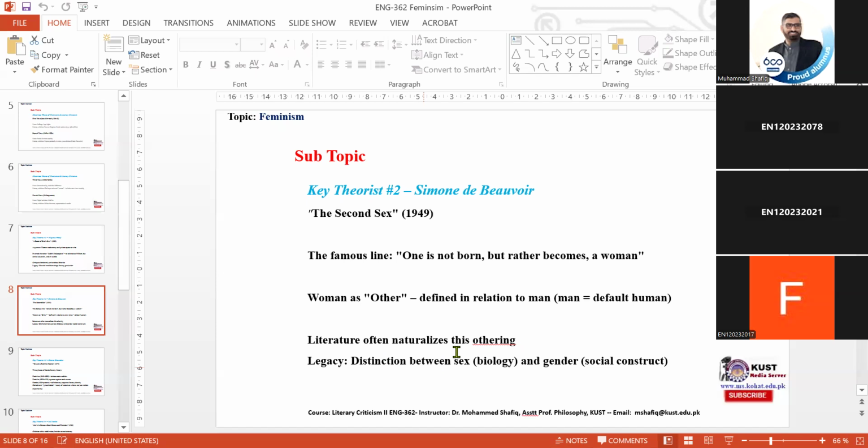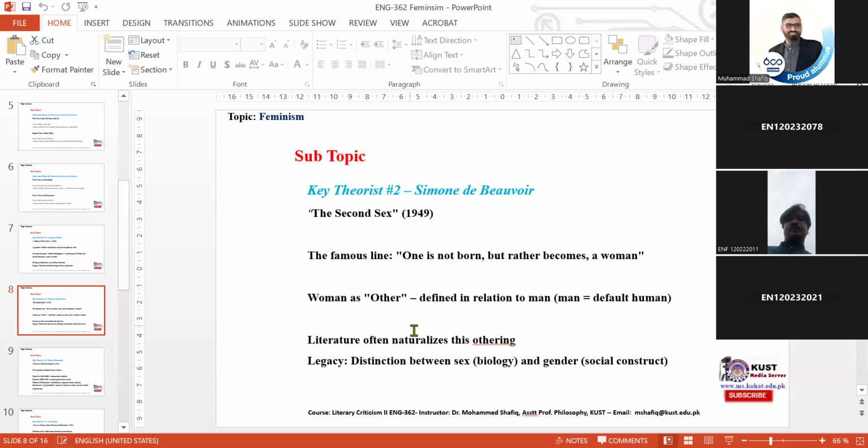Literature often naturalizes this othering. So generally in ordinary life, we normally consider women as other, and that is naturalized through literature. In literature, this is taken normally, and nobody objects to it. Why is woman considered other? This is how literature basically conspires, helps this general cultural thing to naturalize othering women, considering them as another species or something.